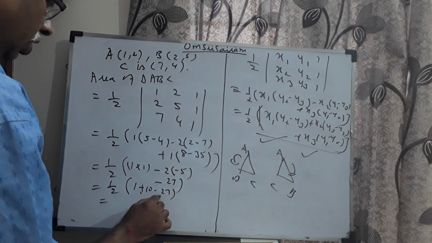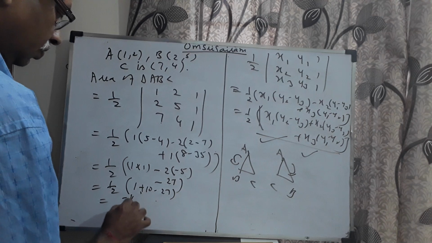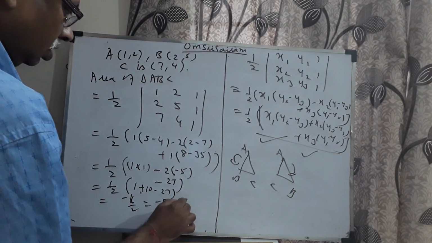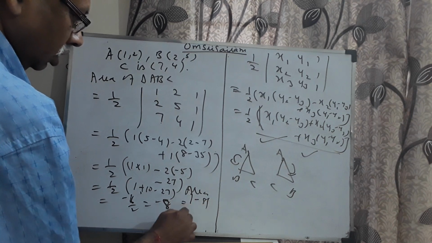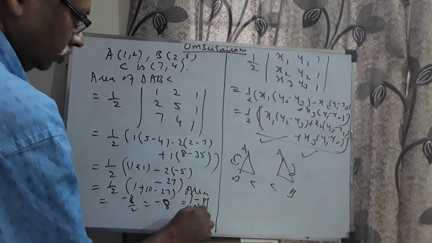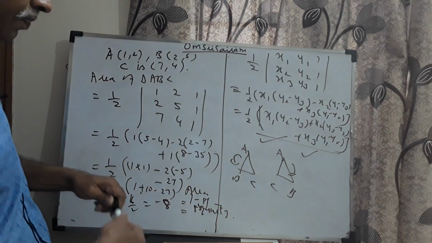This is reduced to minus 16 by 2, which is minus 8. Therefore, area is equal to mod of minus 8, that is 8 square units. Let me just check the values once again.